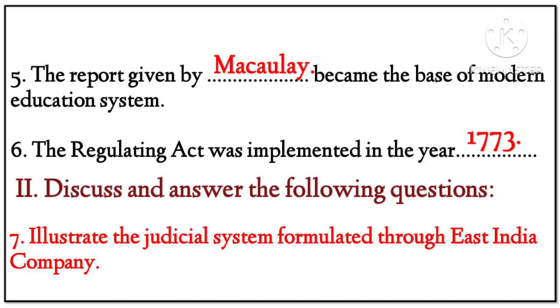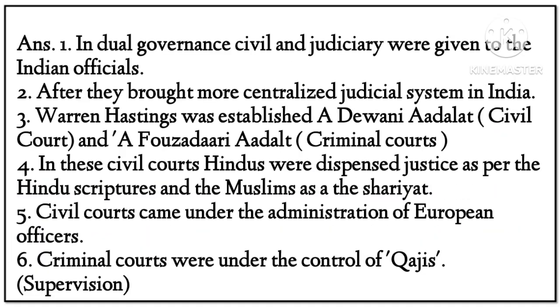Seventh one, illustrate the judicial system formulated by the East India Company. Answer: In civil governance, civil and judiciary were given to the Indian officials after they brought the centralized judicial system in India. Warren Hastings established a Diwani Adalat, which means civil court, and a Faujdari Adalat, criminal court.